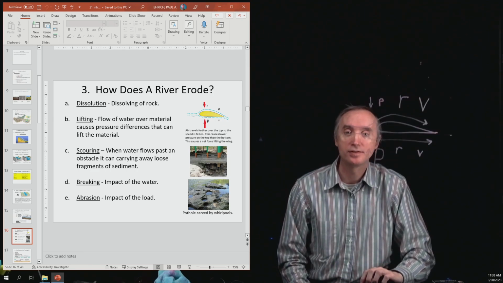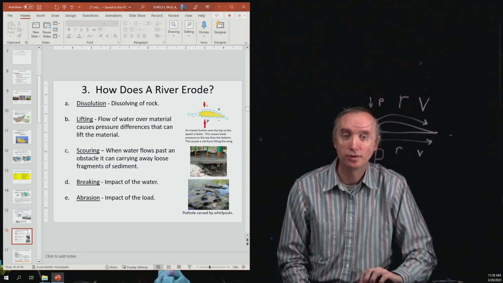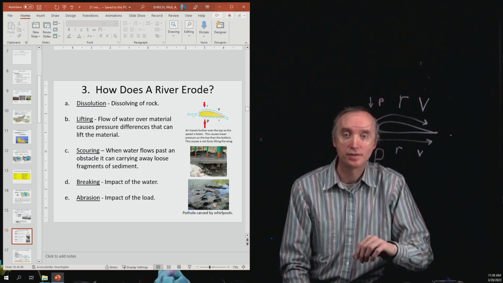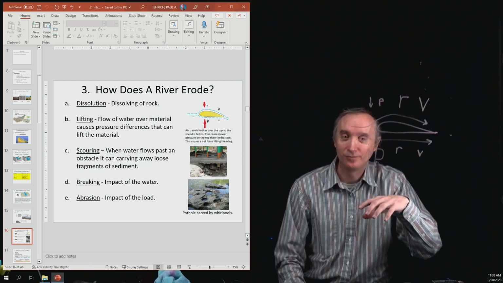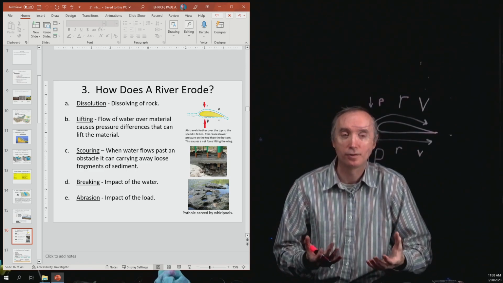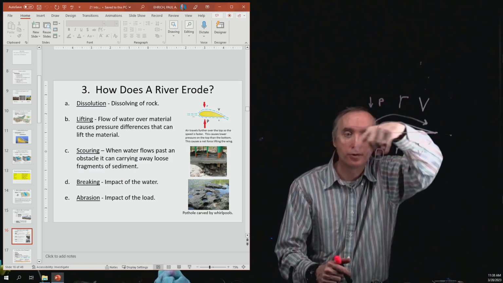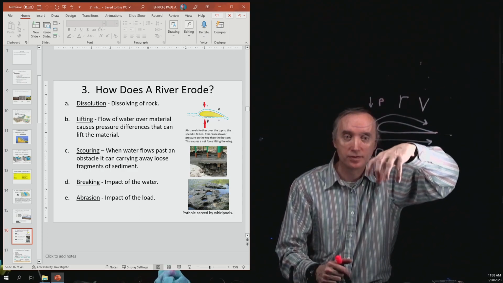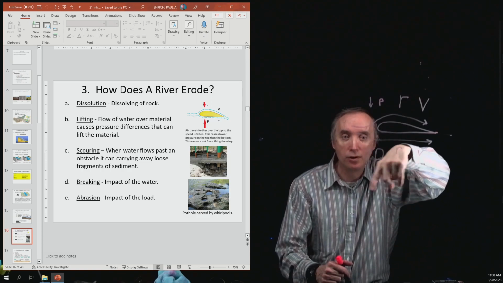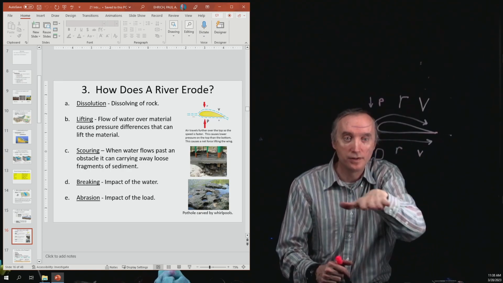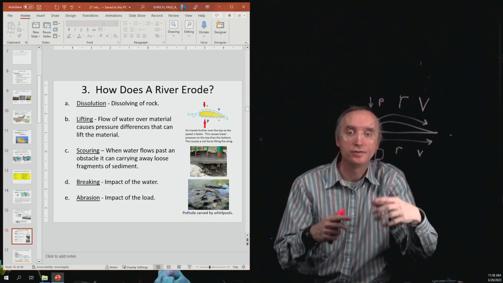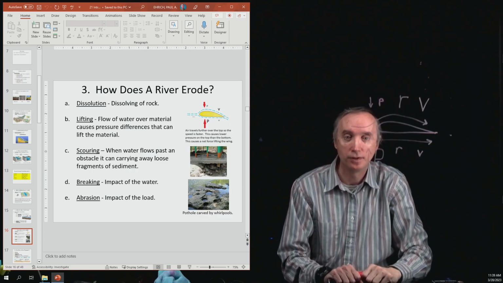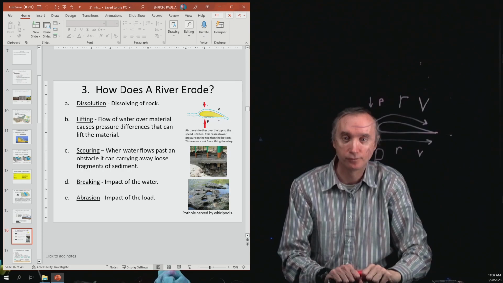A particular example of abrasion is called a pothole. What happens is that in a river, due to irregularities in the rock, sometimes the water will begin to swirl. As it swirls, pebbles and things like that can start to erode into the rock that is underneath the whirlpool. That's how you get these potholes in the middle of a river.